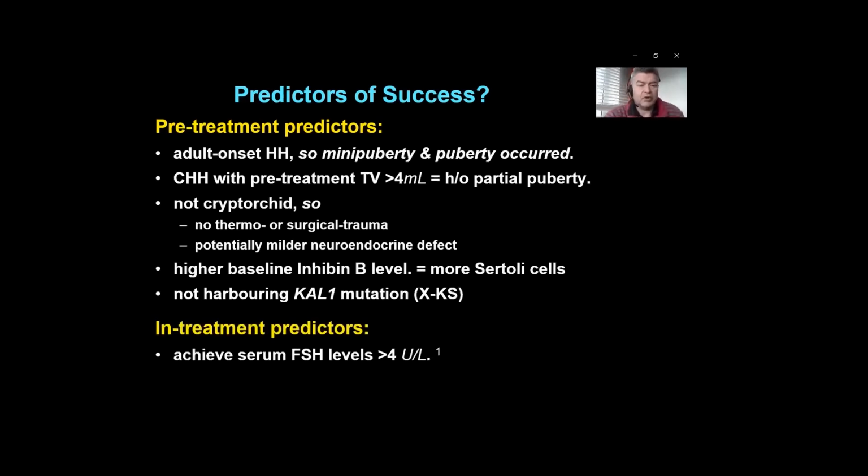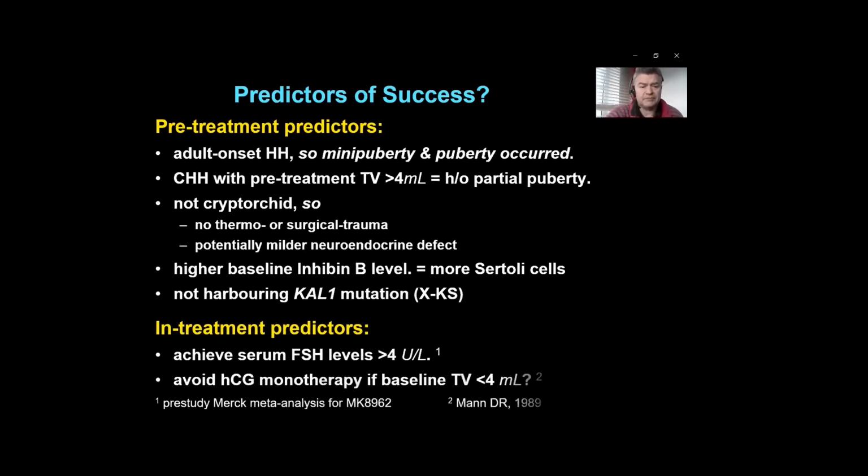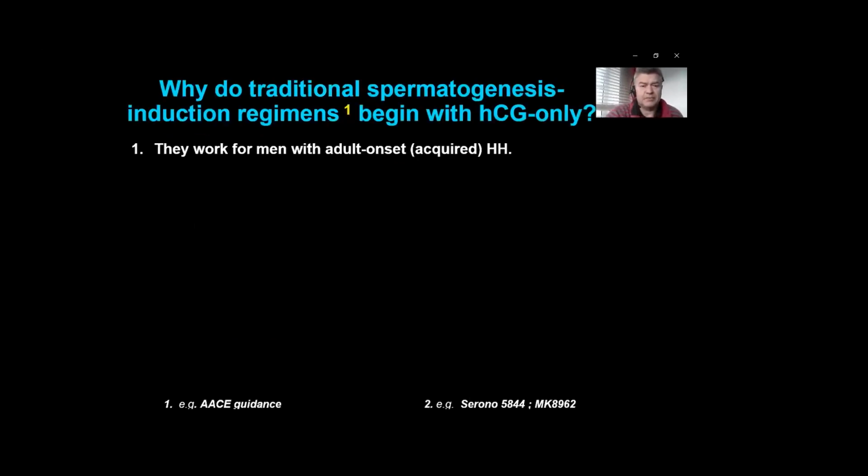And what about in treatment? What can you do within treatment to improve your outcome? Well, actually achieve a decent serum FSH level. Aim to get the FSH greater than 4 units per liter. Adjust your FSH dose accordingly. And obviously avoid HCG monotherapy if you're starting off with small testes to begin with.